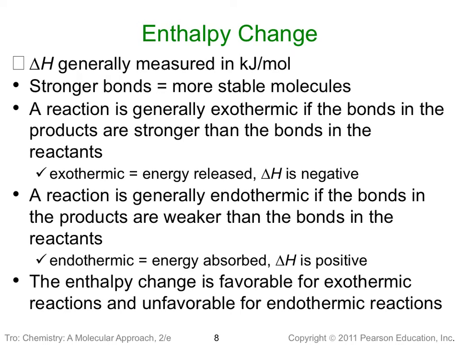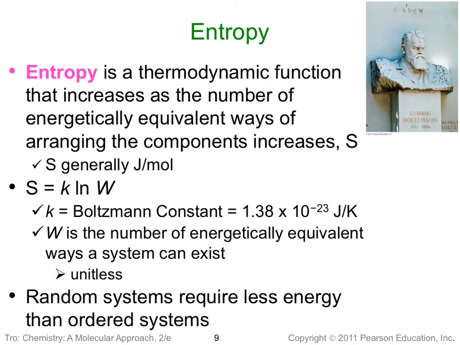Okay, so looking back at enthalpy, delta H is generally measured in kilojoules per mole. Stronger bonds mean that we have a more stable molecule. So a reaction is generally exothermic if the bonds in the products are stronger than the bonds in the reactants. So that means that energy is released. It means delta H is negative. And generally, it's endothermic if the bonds in the product are weaker than the bonds in the reactant. So endothermic is where energy is absorbed, and delta H is positive. The enthalpy change is favorable for exothermic reactions and unfavorable for endothermic.